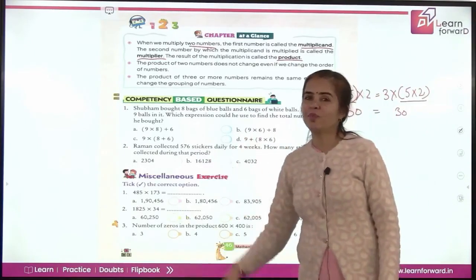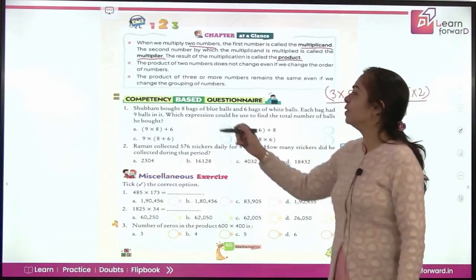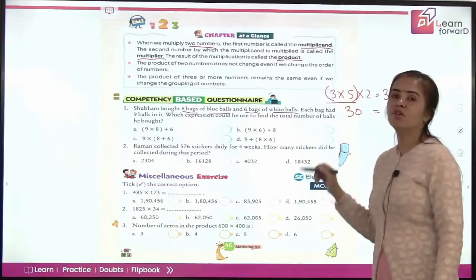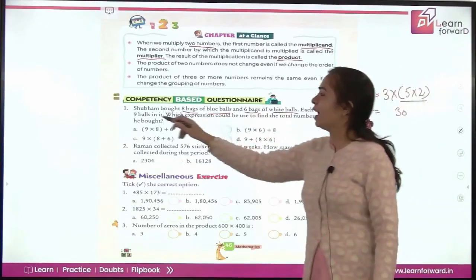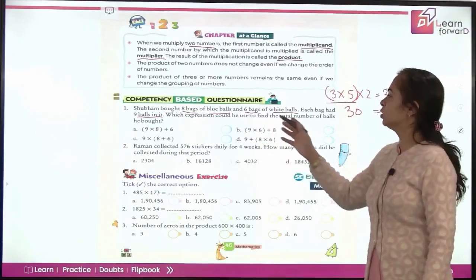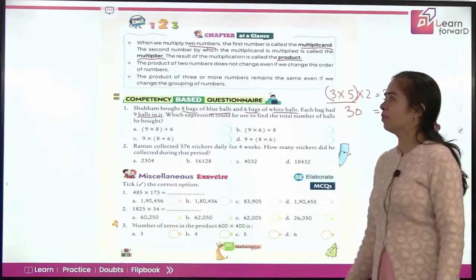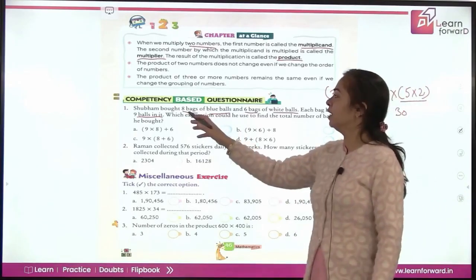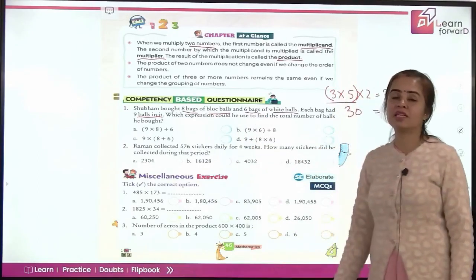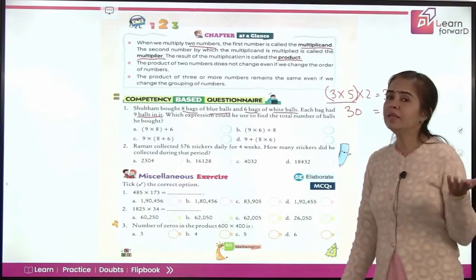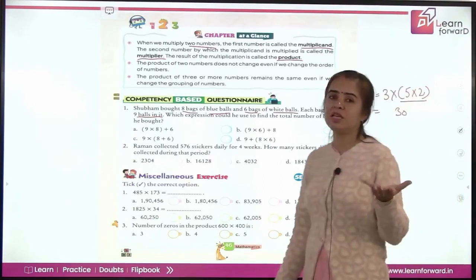Now we have competency based questions for you. Shubham bought 8 bags of blue balls and 6 bags of white balls. Each bag had 9 balls in it. Which expression could he use to find the total number of balls? So total bags, how many are there? 8 bags and 6 bags, because they have the same number. Although the color is different, the number of balls is same in each of the bags.